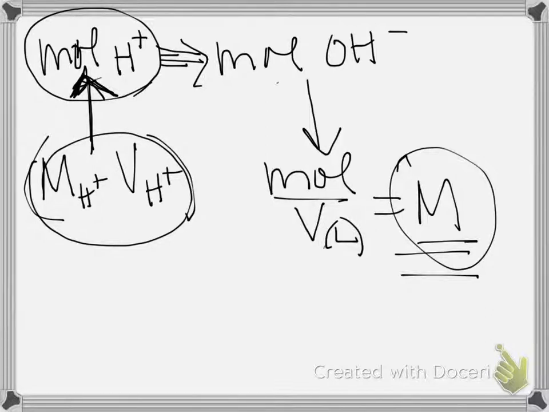So this is a very big problem. If you can solve this, you are doing good, because it involves skills from chapters 14, concentration, solutions, and chapter 15. So that's an acid-base reaction using titration.